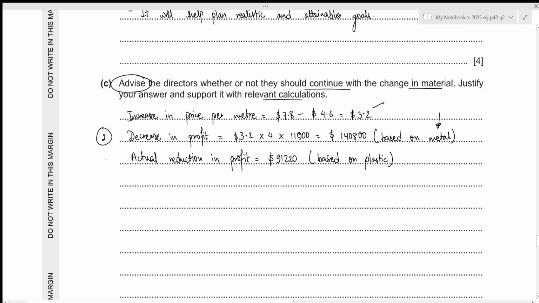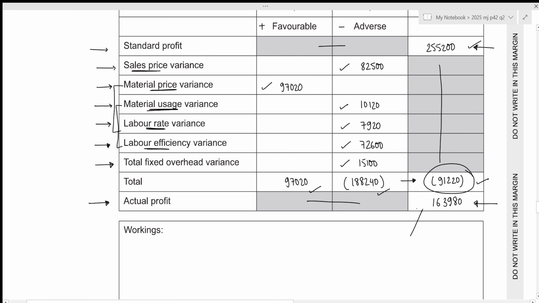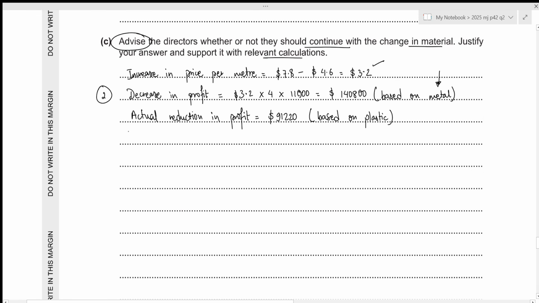So now we need to have 4 additional comments. 2 for why we should continue with the change in material, 2 for why we should not be continuing with the change in material. Now after we change to plastic, we can see that we are still earning a profit. So it means that our production is still profitable. Let's write it down. The product is profitable even after the change in material.